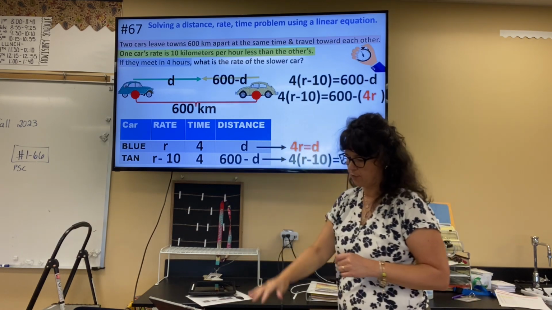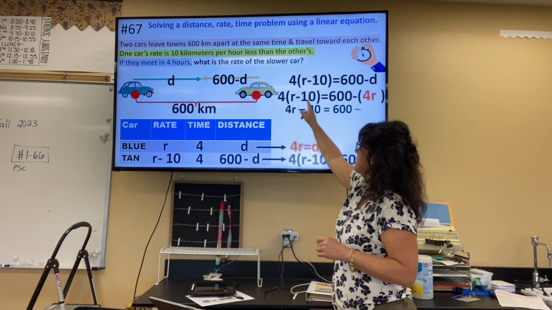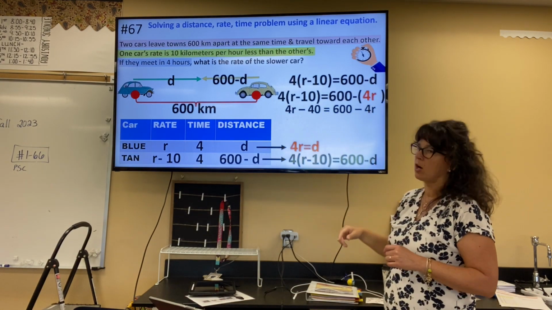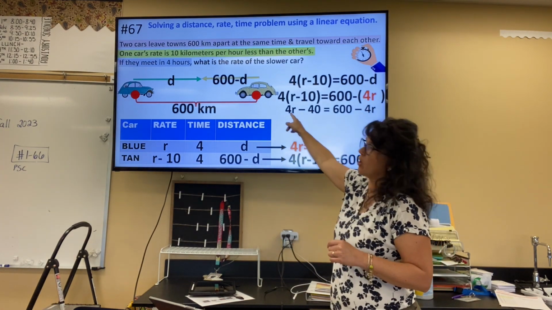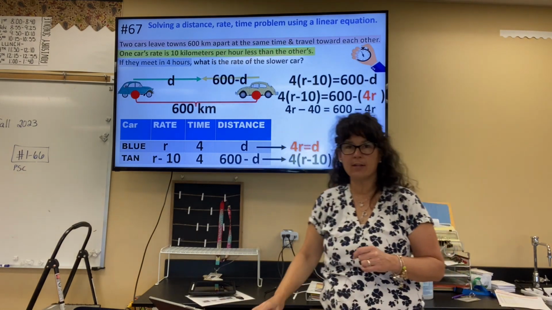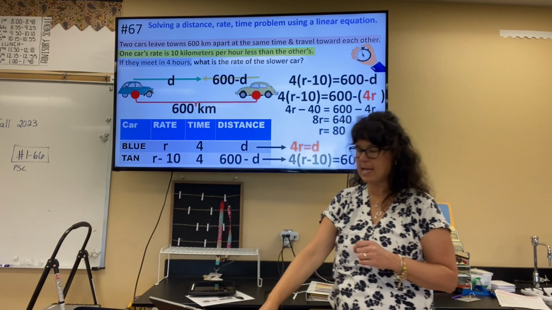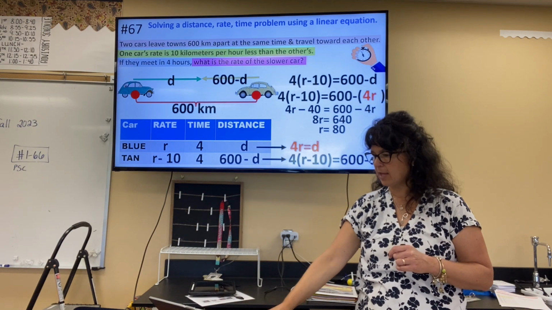Let's distribute the 4 through. 4 times R is 4R, 4 times negative 10 is negative 40, and I have 600 minus 4R. Letters on one side, numbers on the other. So let's add 4R to this side, giving us 8R. Add 40 to this side, giving us 640. Lastly there, divide both sides by 8. And when I divide by 8, I end up with a rate of 80.